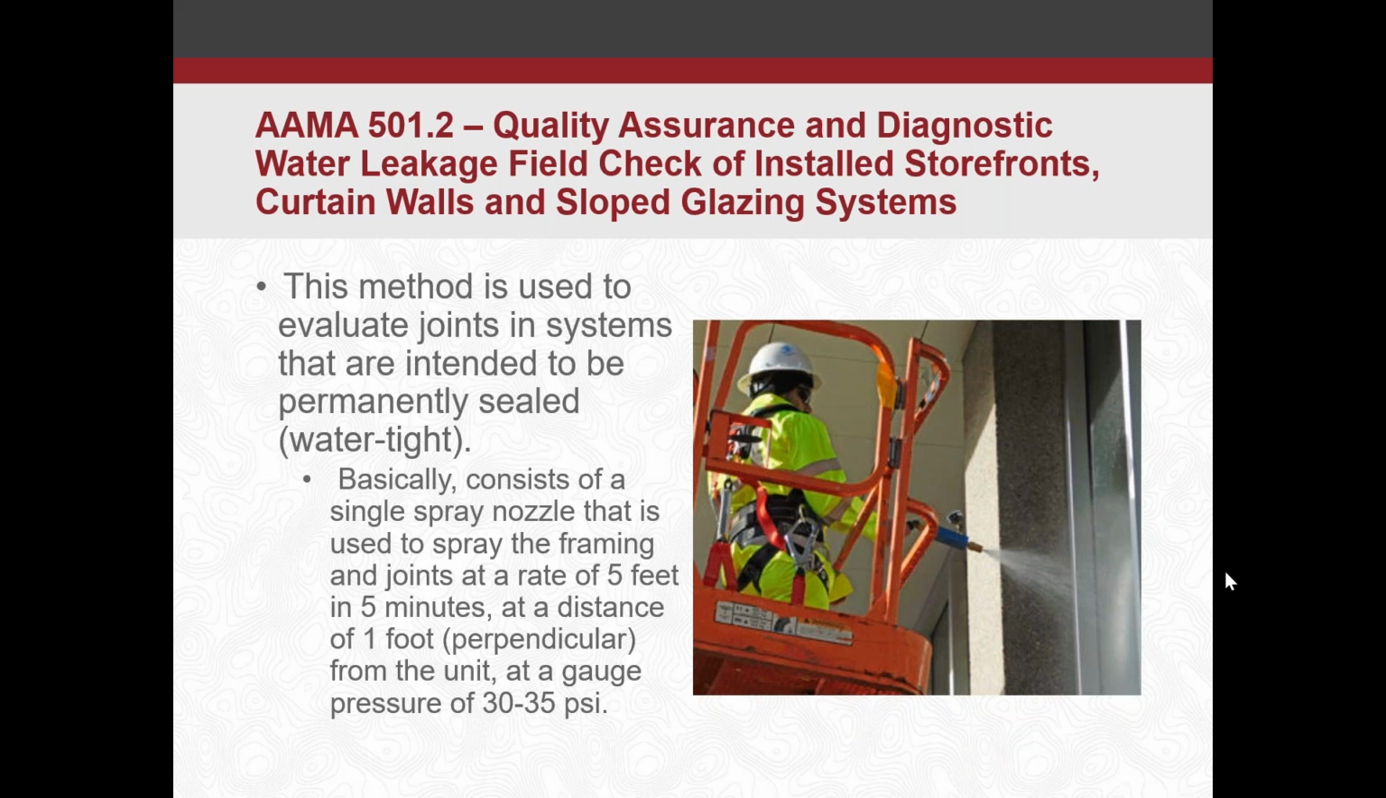It basically consists of a single spray nozzle, as you can see in the photograph there. It is used to spray the joints at a rate of about 5 feet in 5 minutes, held at a distance of 1 foot perpendicular from the unit, and a gauge pressure between 30 to 35 psi.